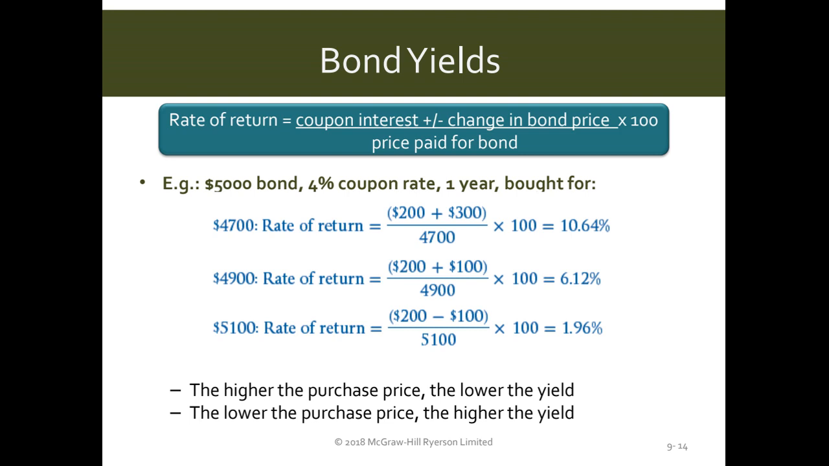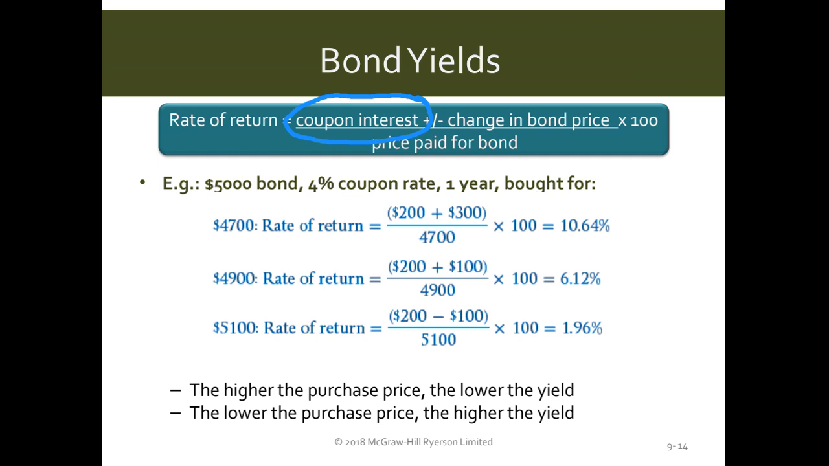So this is how you calculate rate of return. First, coupon interest. Remember, it says coupon interest, it doesn't say coupon interest rate. So I'm not writing 4% here, I'm writing a number in dollars. The 4% of 5,000 is $200. So coupon interest is $200. Just assume that's for 1 year. Then after 1 year, you will get $200.